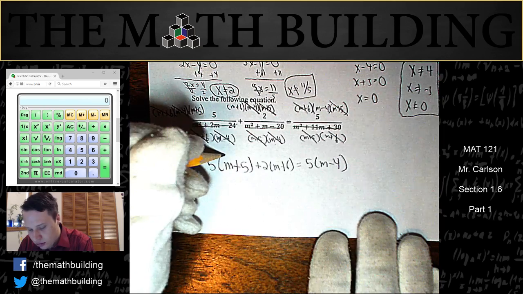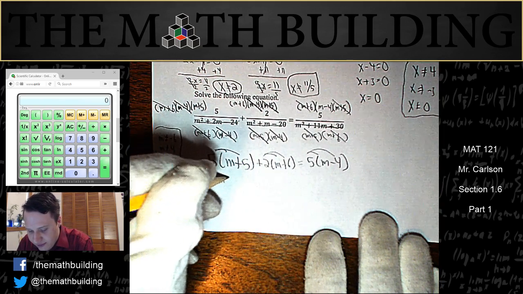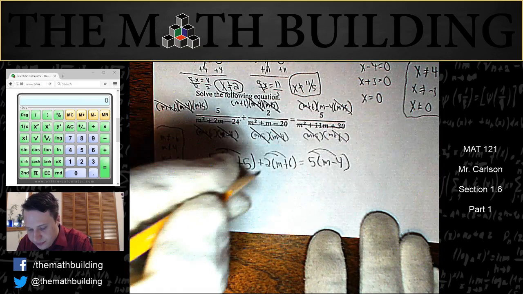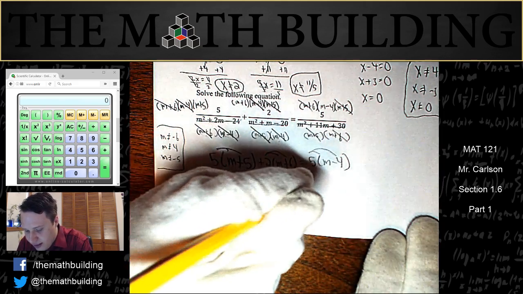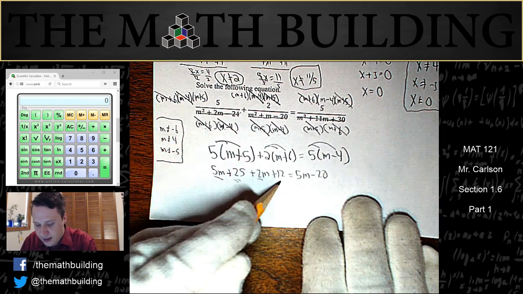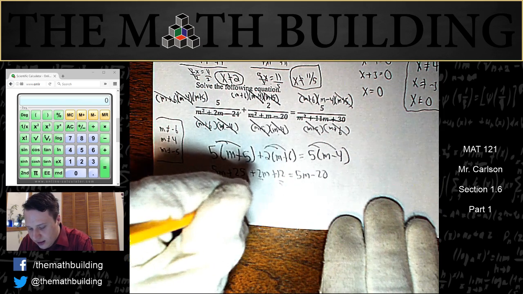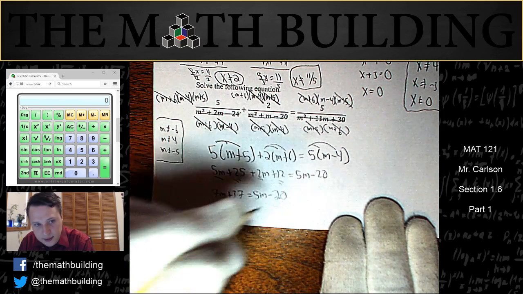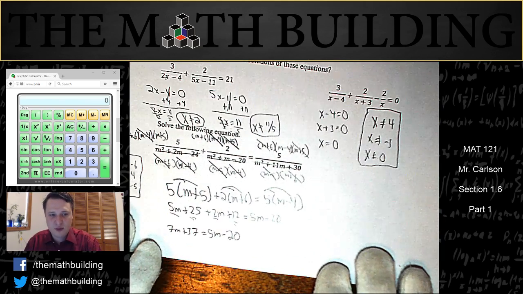So now we can solve this pretty easily. Distributive property: 5m plus 25 plus 2m plus 12 equals 5m minus 20. Add like terms over here: 7m plus 37 equals 5m minus 20.